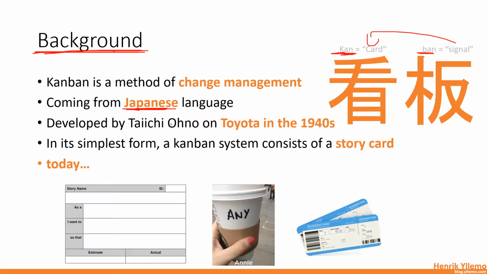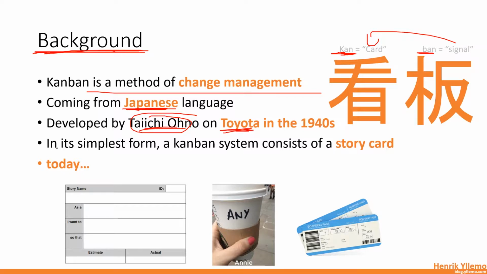It was used in Toyota in the 1940s by this guy, Taiichi Ohno. He was the inventor of the Kanban system, which was a part of the lean manufacturing that Toyota had in the 1940s, when they really ran circles around the other car manufacturing industries. They were making huge progress in this lean methodology, and Kanban was a key part of that. So Kanban was a method for change management, in order to make changes happen and to track the changes.